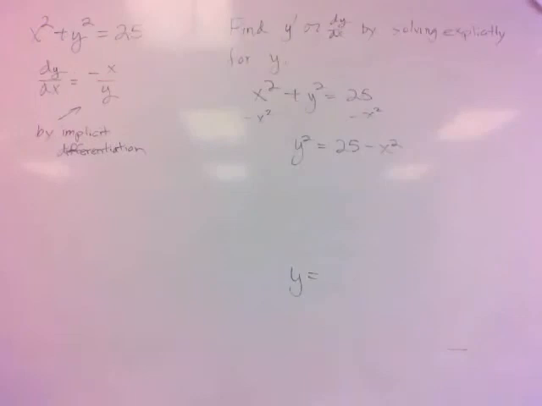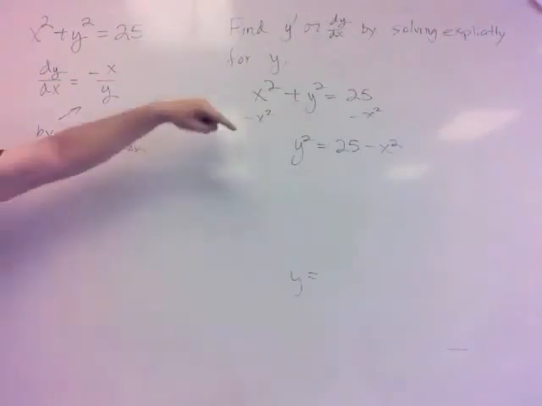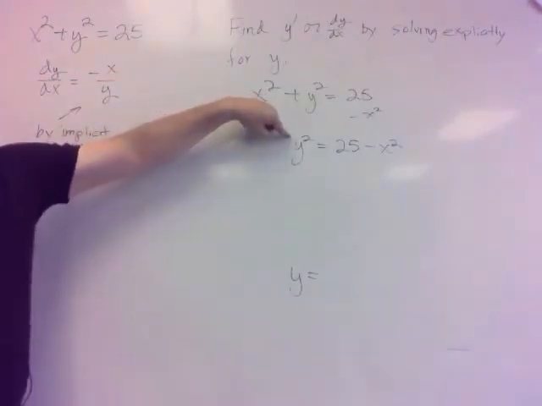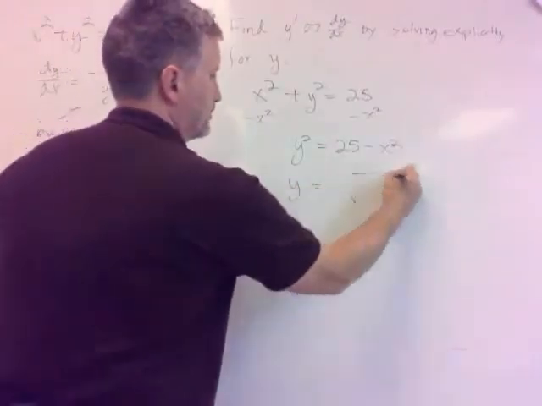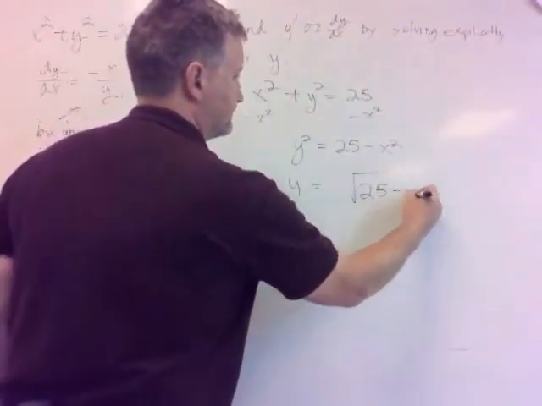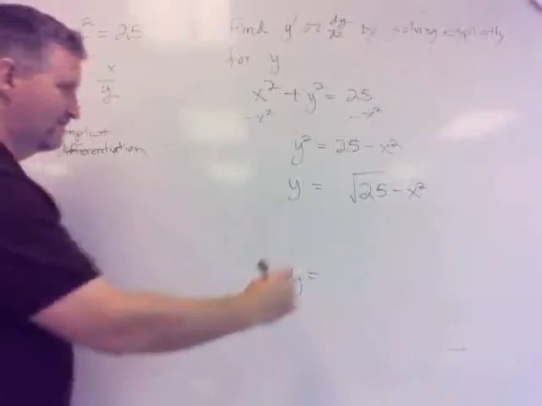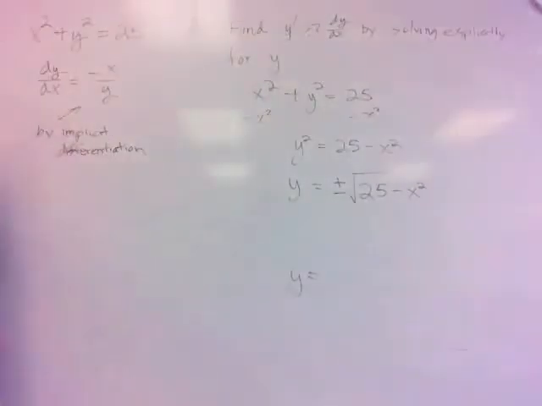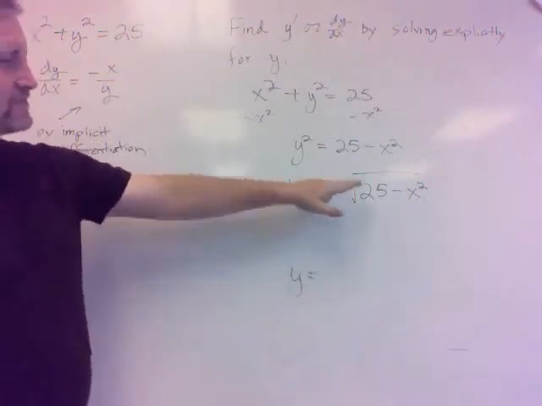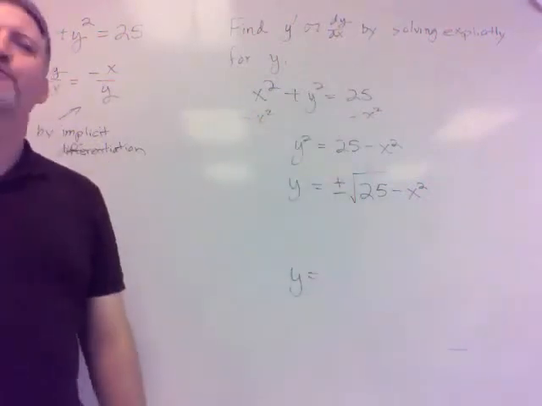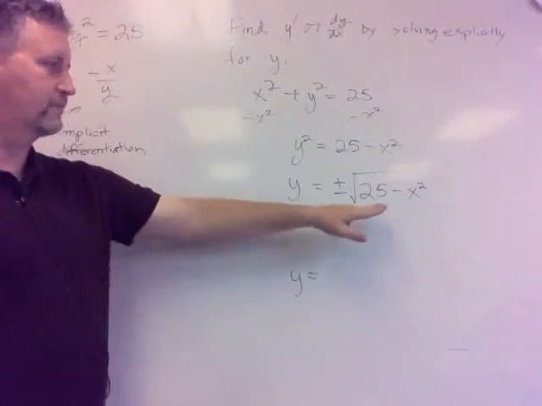Now I need y by itself, so how am I going to get rid of the square? How about we square root both sides? What's the catch though? I got a plus and a minus, yeah. See, y actually is two parts. You've got y equals the square root of 25 minus x squared, and you've got y equals minus that. Do you know what's the difference here?